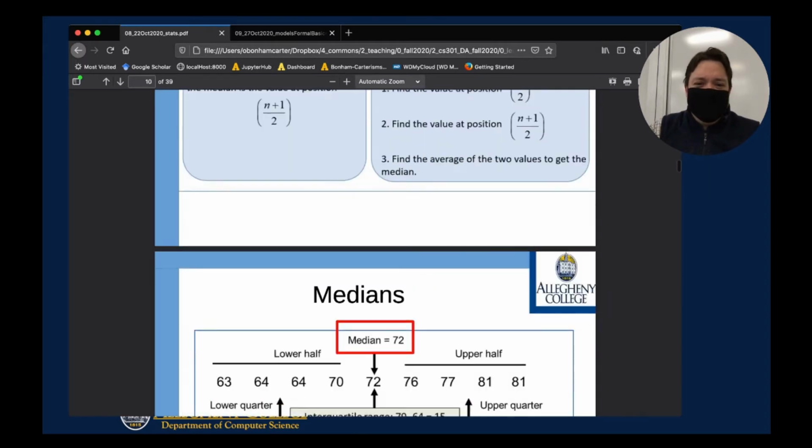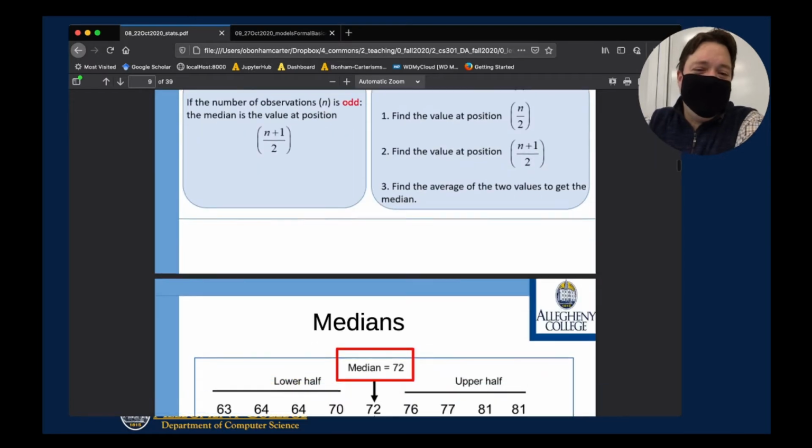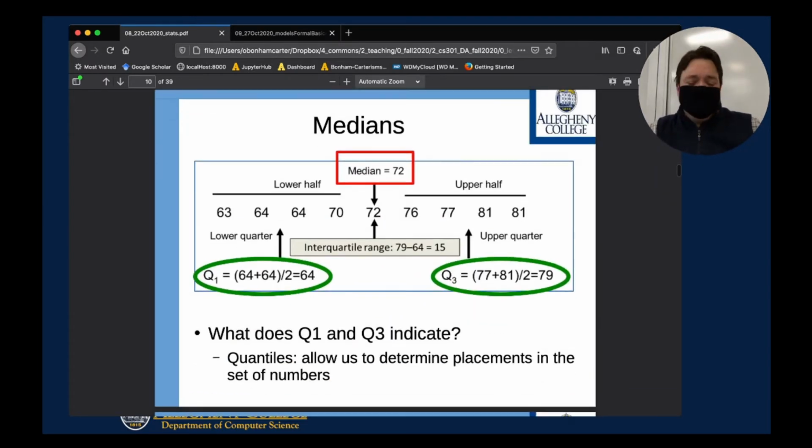We talked about these medians, which is like the middle number of your data. If you have all of your numbers sorted in a big array, you're able to find the middle number. And so you can get an idea about what the numbers look like in the very middle of your data.